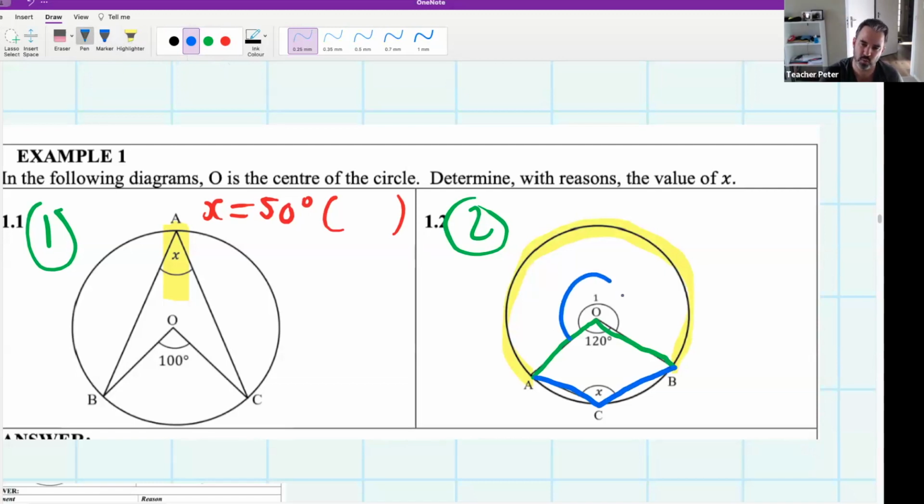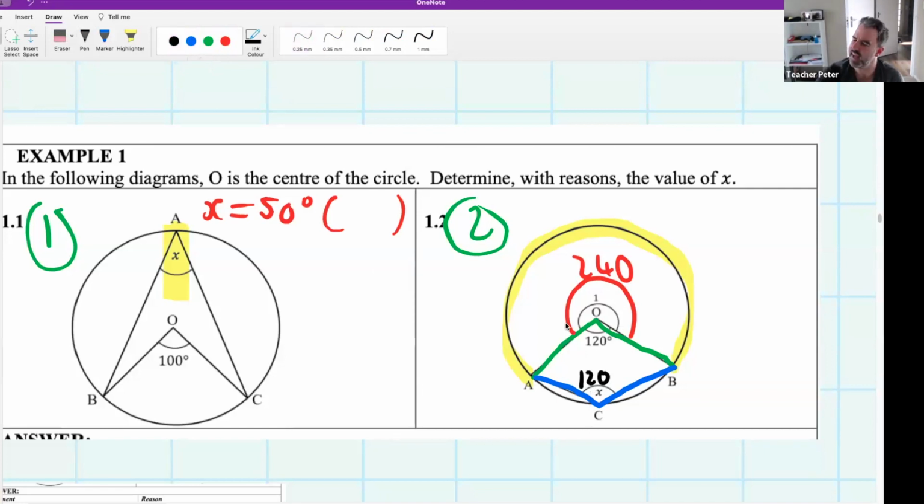Why don't I ask you this? What is the size of angle O1? Do you all see that the size of angle O1 is going to be 240 degrees? So if that one is 240, well, then the one down here has to be half of that, which is going to be 120. So the angle down here is in fact 120.